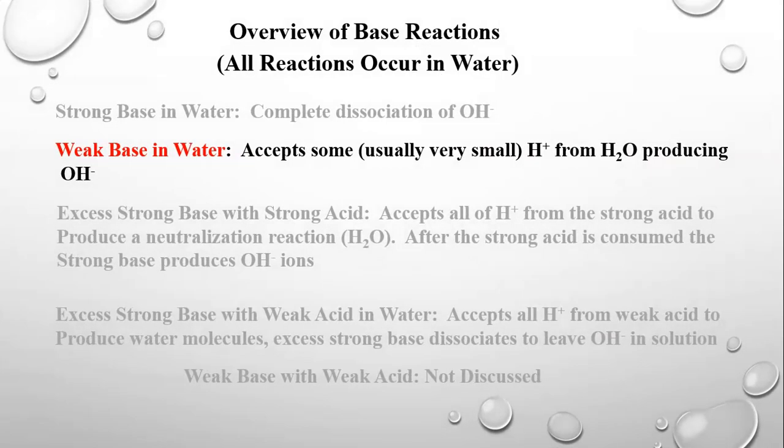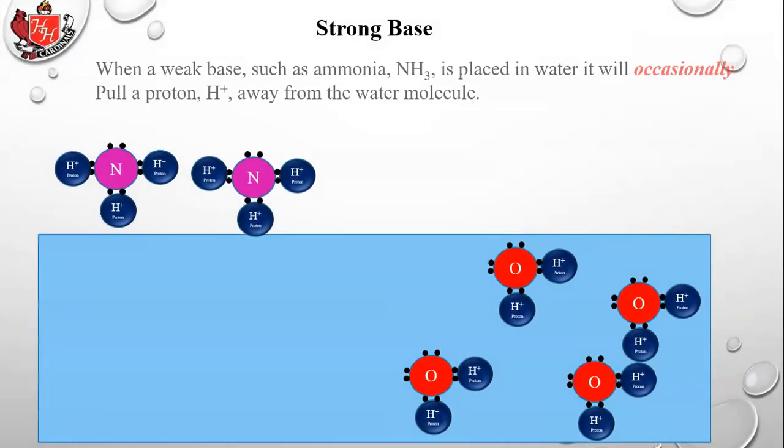Now we're going to look at a weak base in water, and that accepts some, usually a very small number of protons from the water molecule producing OH-. So whereas the strong base that gave off an OH carried its own hydroxide, that would be an Arrhenius base. Here you have a Bronsted-Lowry base which accepts a proton.